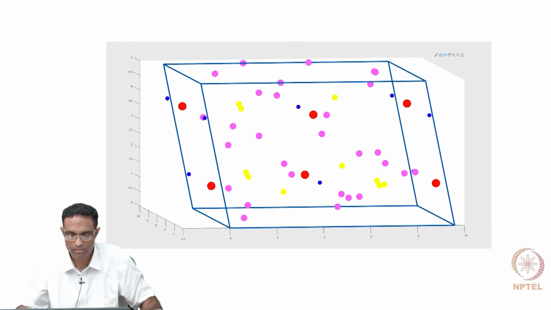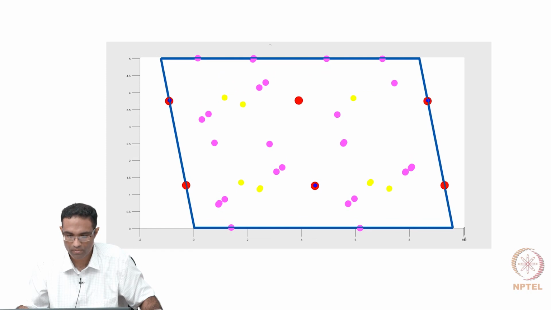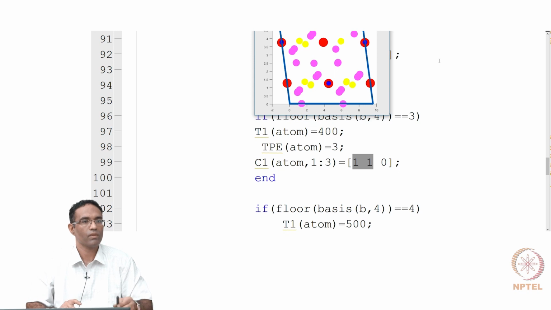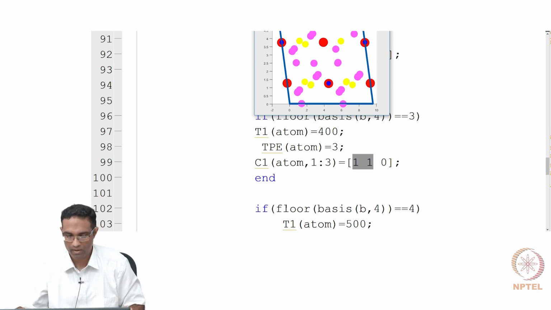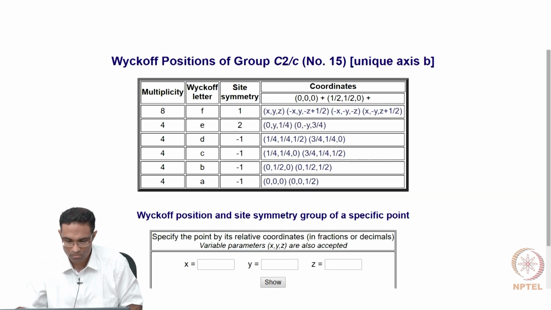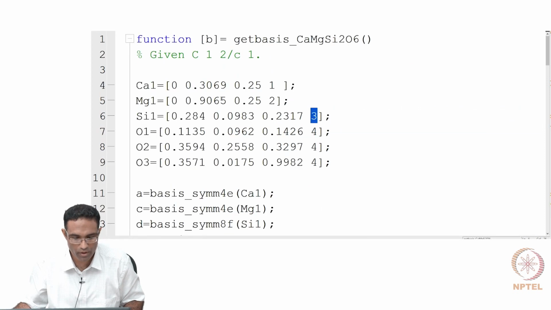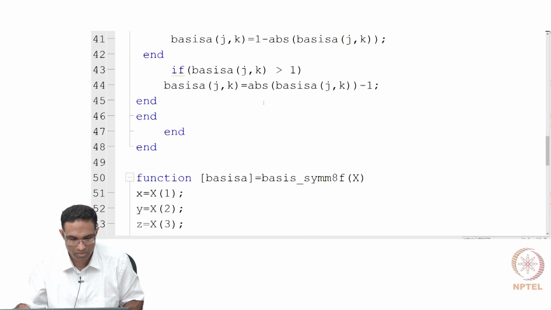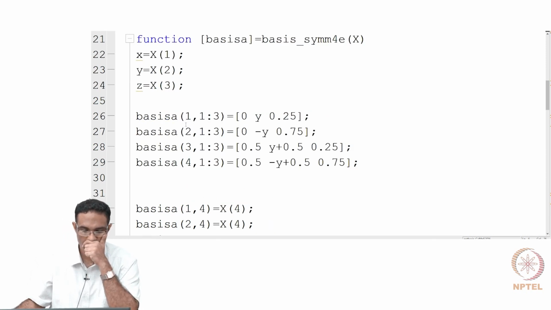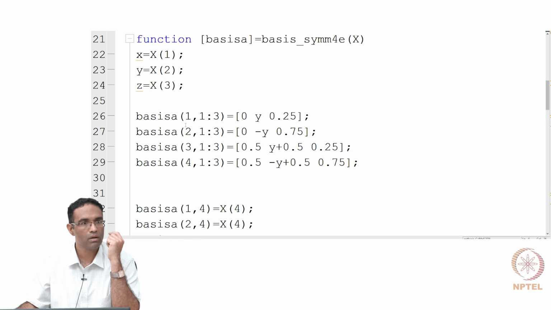What is that? Yes? Oh, definition of symmetry 4E. Something wrong there? Multiplicity is 2, huh? Multiplicity is? No, 4E, 4, no?